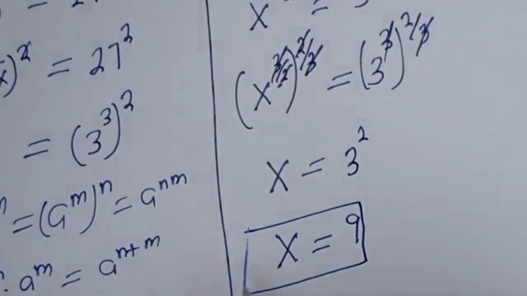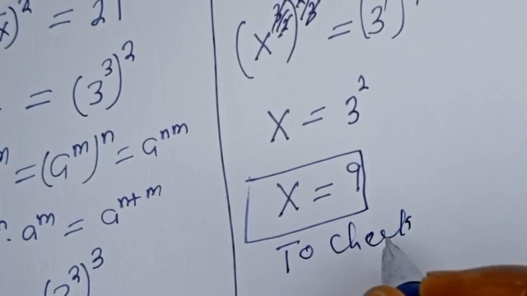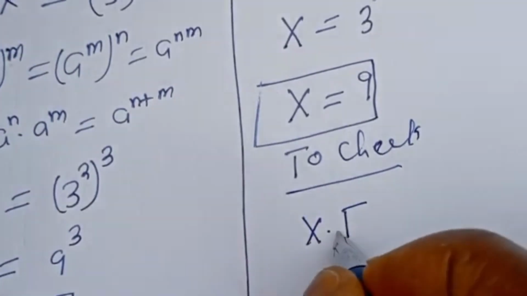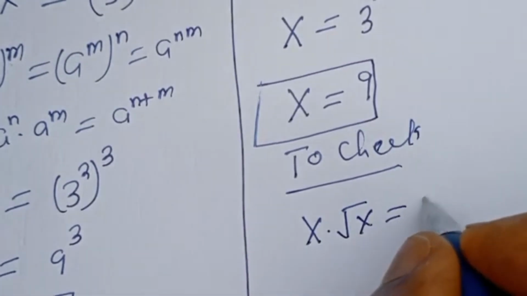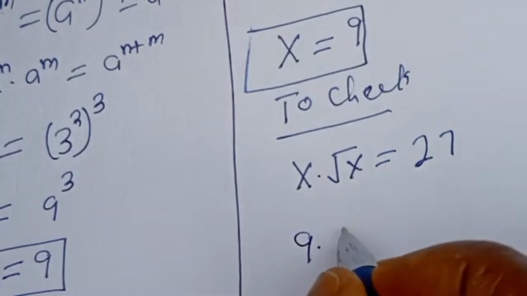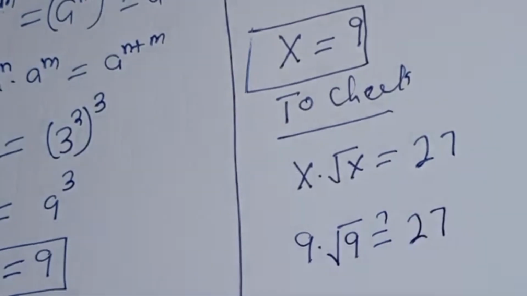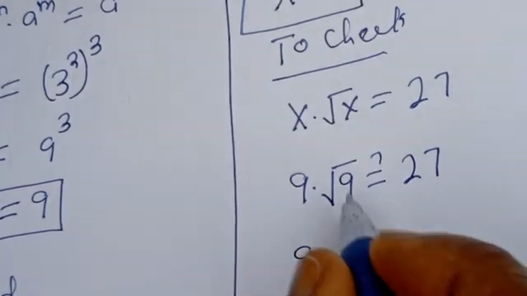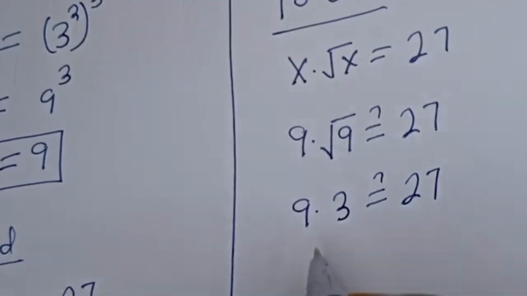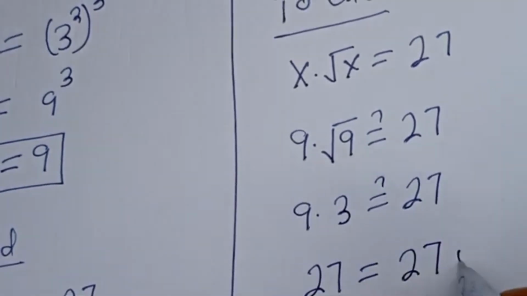We can check to confirm if this answer is right. Let's check. To check, we have the given equation. S multiplied by root of s is equal to 27. When s is 9, we have 9 multiplied by square root of 9 must be equal to 27. Then this is 9 multiplied by square root of 9, that is 3, must be equal to 27. So 9 times 3, this is 27, is equal to 27, which is true.